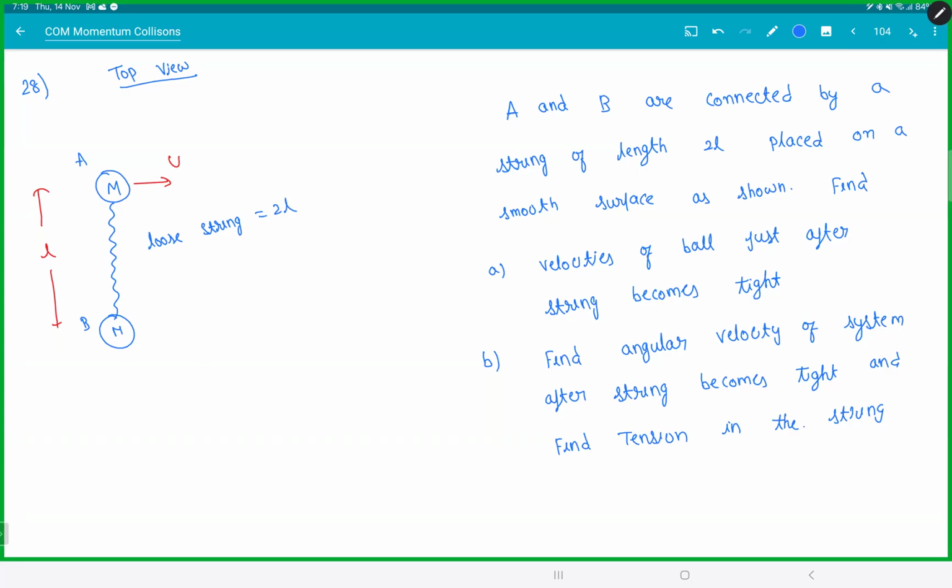Velocity for both the balls is v/2. Nope. Velocities won't be same. Did you guys find the angle when the string becomes tight?